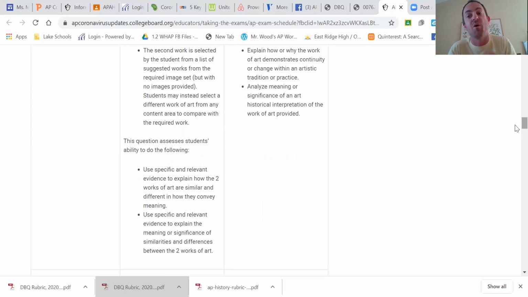Okay, so they're going to want to know what's similar, what's different about their meaning. Also, they want you to know the similarities and differences in their significance as well. So you've got to be able to use evidence to explain that. So make sure that you know that between those two pieces of art. So that's the comparative aspect.